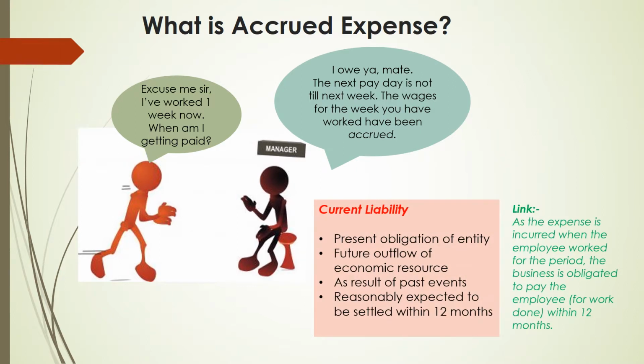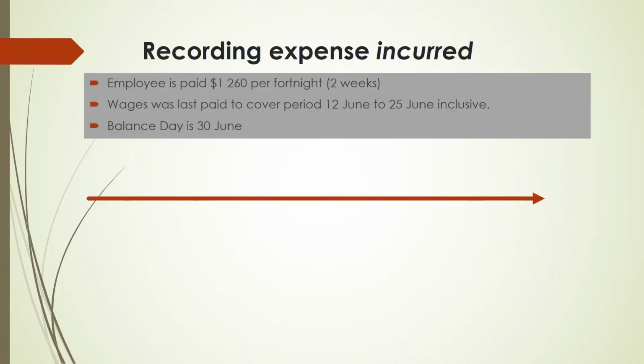In other words, the accrued expense is some sort of current liability. In this case, the expense is incurred when the employee worked for the period. Therefore, the business is obligated to pay the employee for the work done within the next 12 months. We're going to record the expense incurred.